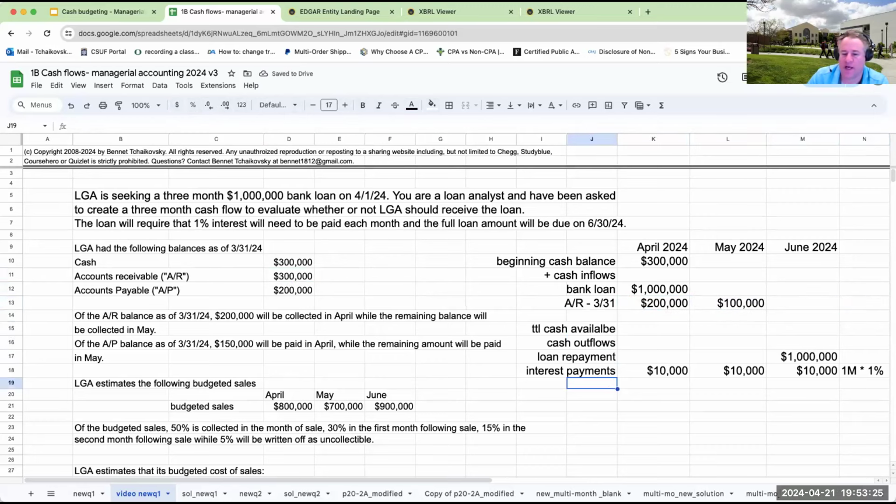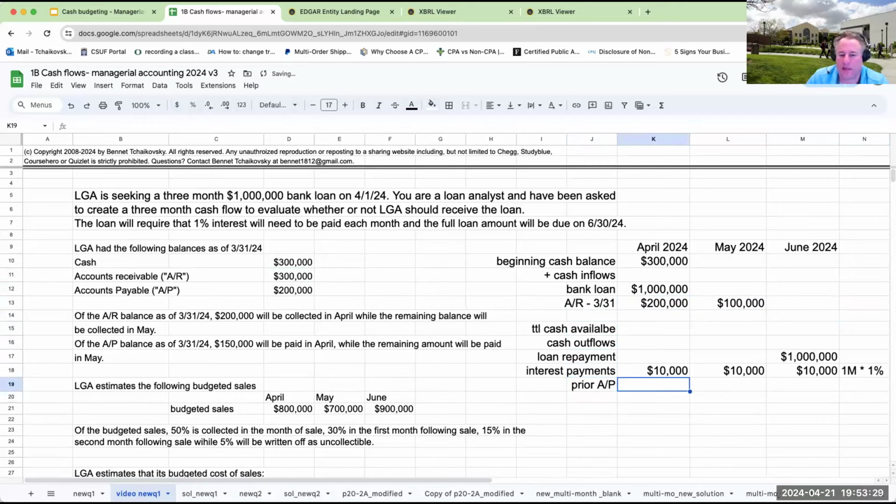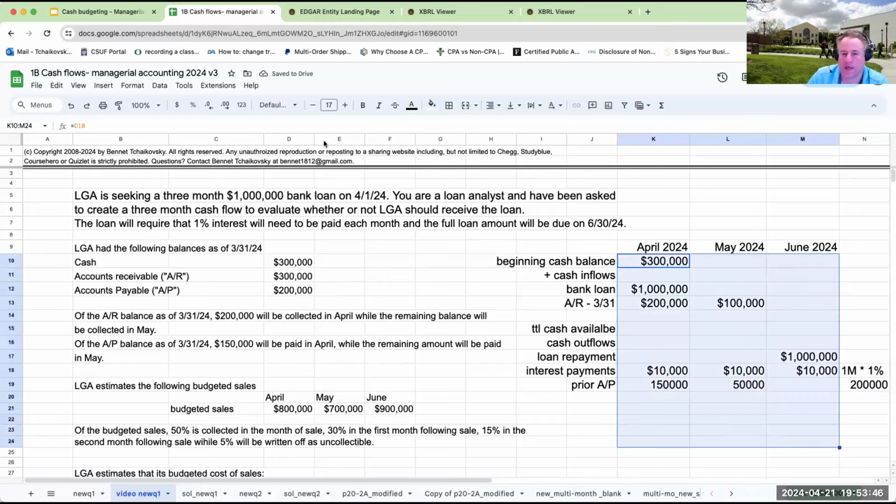Okay, now for the accounts payable. It tells me that 150,000 will be paid in April, while the remaining amount will be paid in May. So this is going to be 150 and 50 for a total of 200,000. Okay. So we've got that part down.